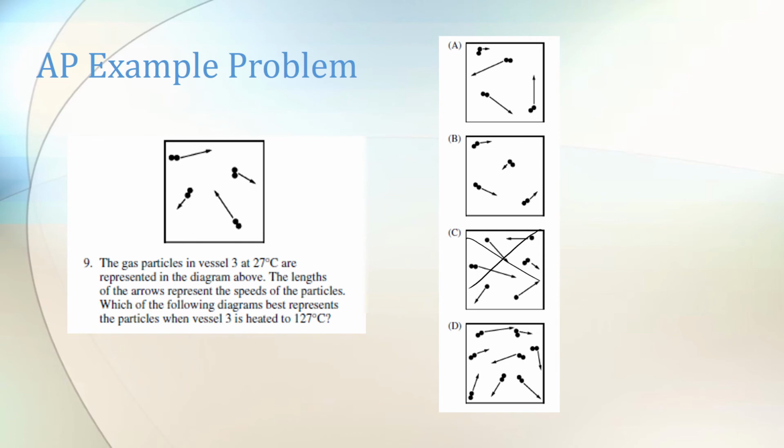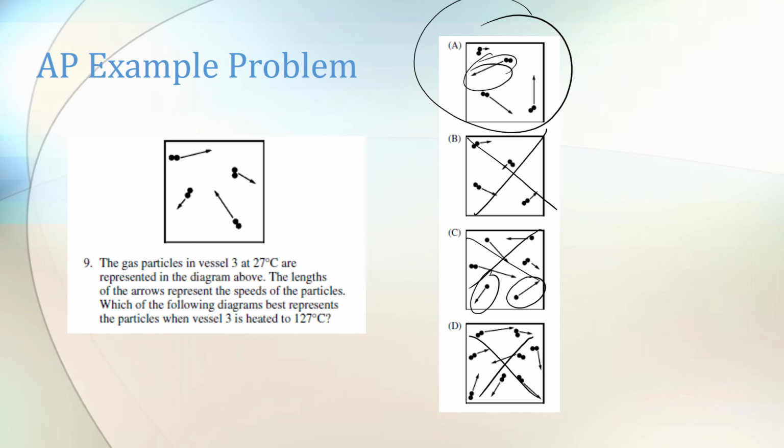We can immediately rule out C and D. One, we didn't do any chemical reaction, so there's no reason for all of these new single atom elements floating around. We also didn't add any gas, so there's no reason that we have now more of these molecules than we did before. We expect that overall the gas particles should begin to move faster. Therefore, A would be the correct answer, as it shows the arrows getting longer, whereas in B, our arrows are getting shorter, indicating that they are slowing down.